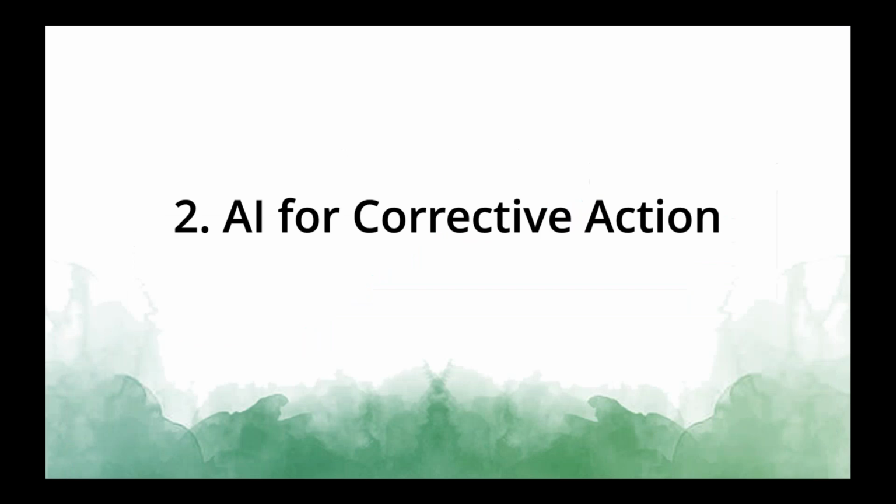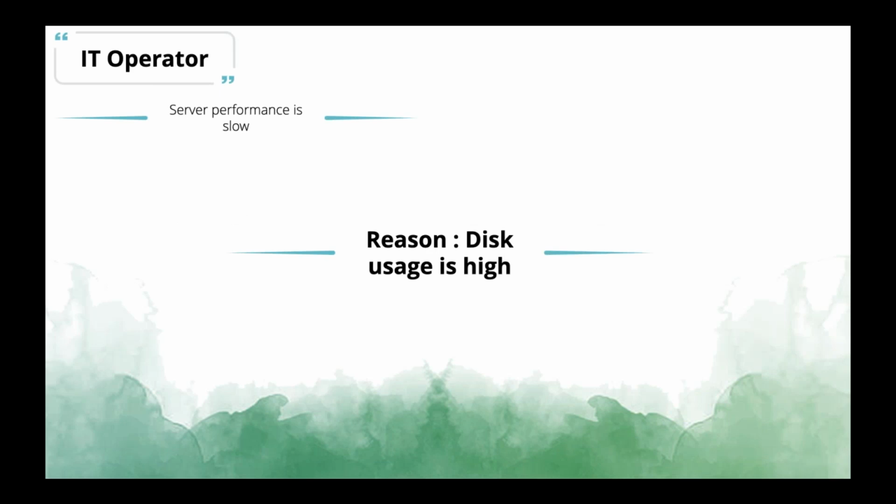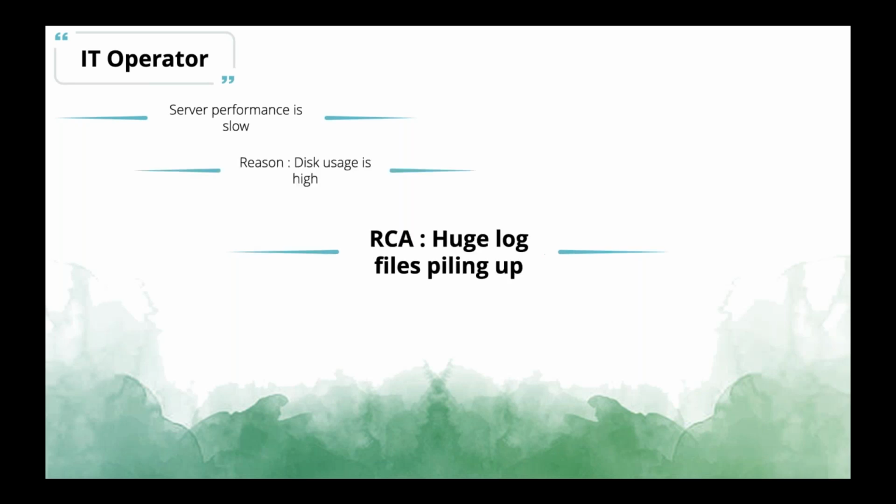Moving on to the next use case, AI for corrective actions. How can AI help in making some corrections in your system? Let's again look at an example of an IT operator. He faces a problem of server performance being very slow. So what could be the reason? Why is the server performance very slow? When they use the tool to find out the reason, it is seen that the disk usage is very high. So when you see that the disk usage is very high, what is the RCA? Why is the disk usage high? You end up seeing that huge log files have piled up, causing the disk usage to be filled.